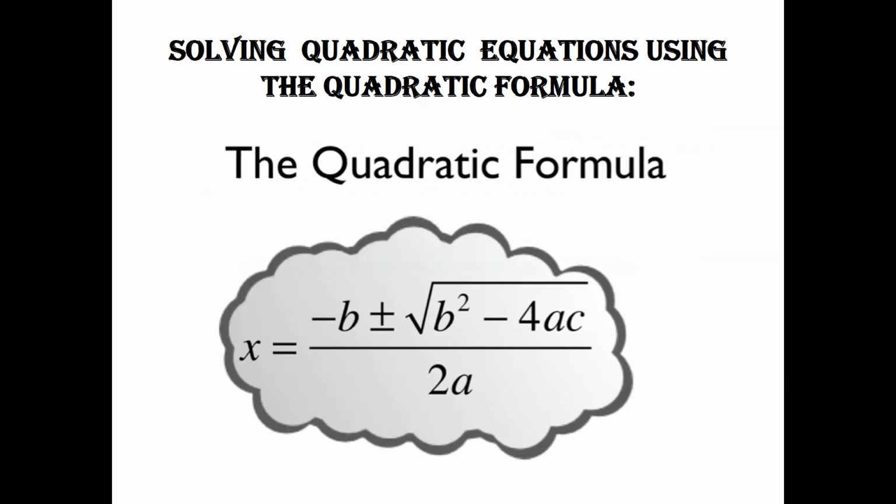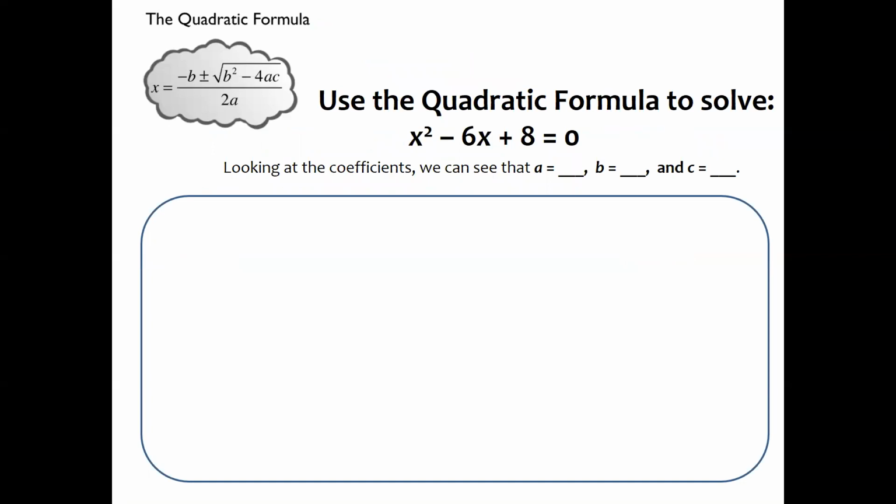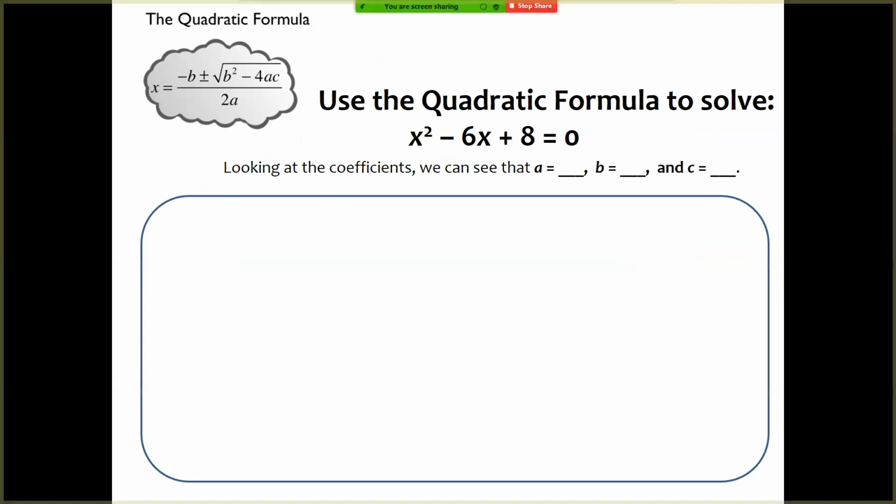Again, here's our quadratic formula. You're going to want to either memorize this or just make sure you know where it's at on your reference sheet for your tests. For our first problem, we're going to use the quadratic formula to solve x squared minus 6x plus 8 equals 0. It's very important for these problems that we do have 0 on one side. If we don't have 0 on one side, we move whatever's over there to the other side.